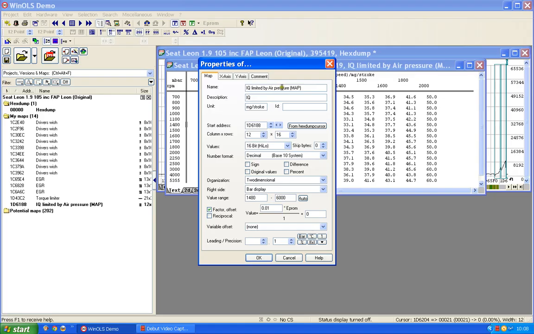It can be a bit confusing, obviously, because manifold absolute pressure, and then if you were to say this is the MAP, it sounds a bit daft, but there you go. And of course for most of us that's just a smoke map. So what we've got is a smoke map.